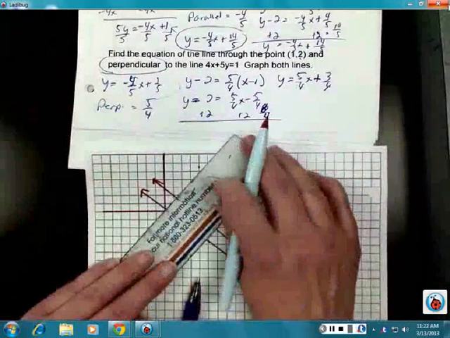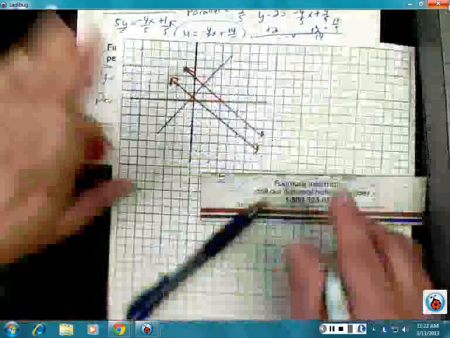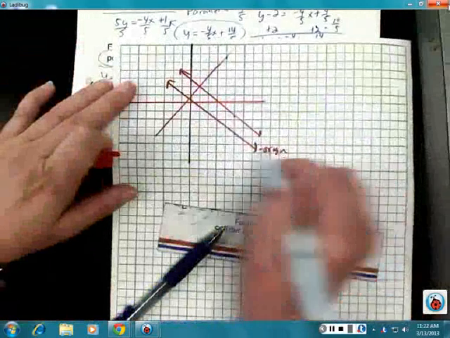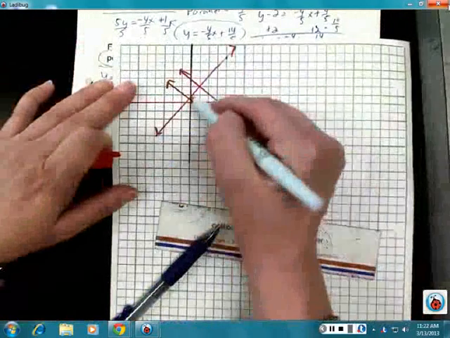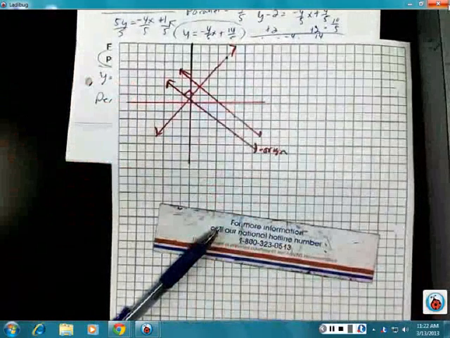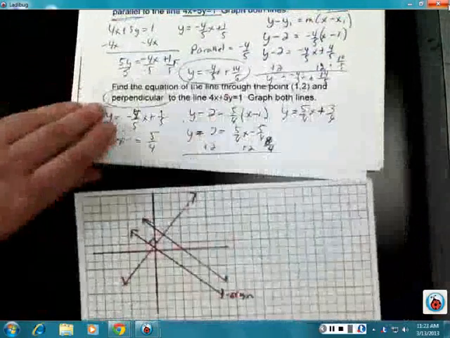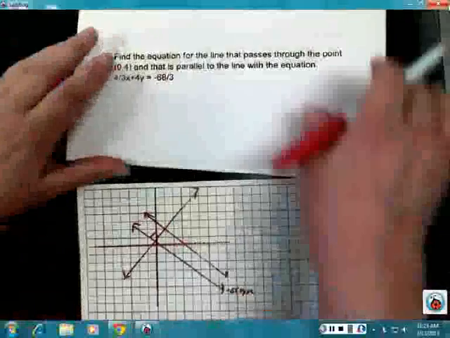And if I connect these two, this is the original. And when I graph my new one, notice it's creating 90-degree angles. So it is perpendicular to it. It's basically showing you that you get your perpendicular lines out of it. Okay, more of these.